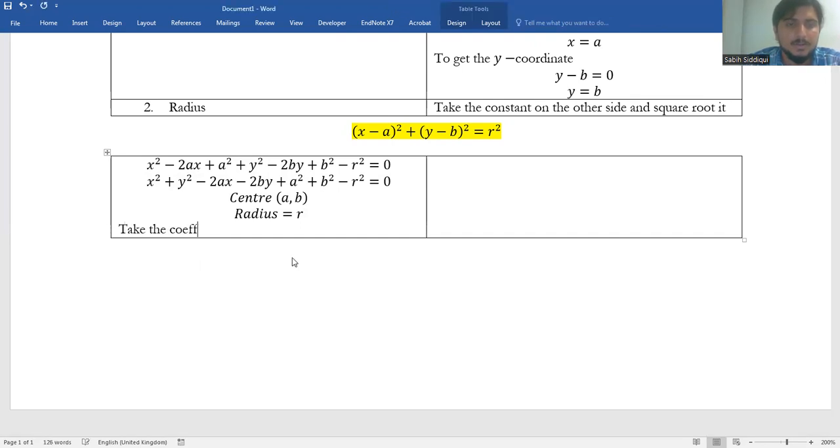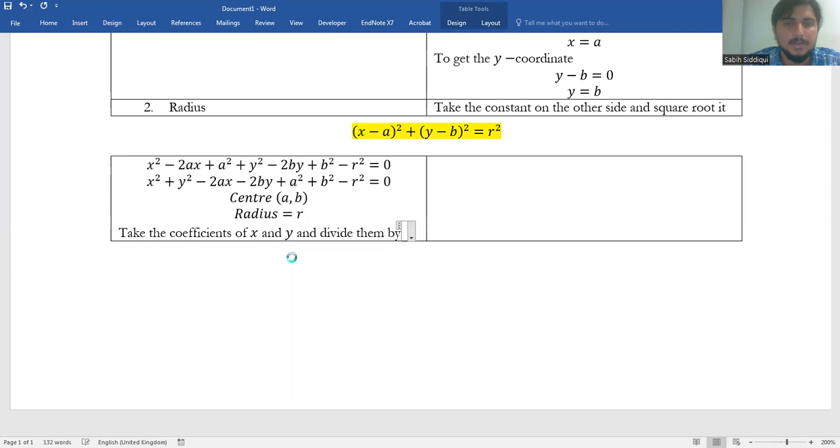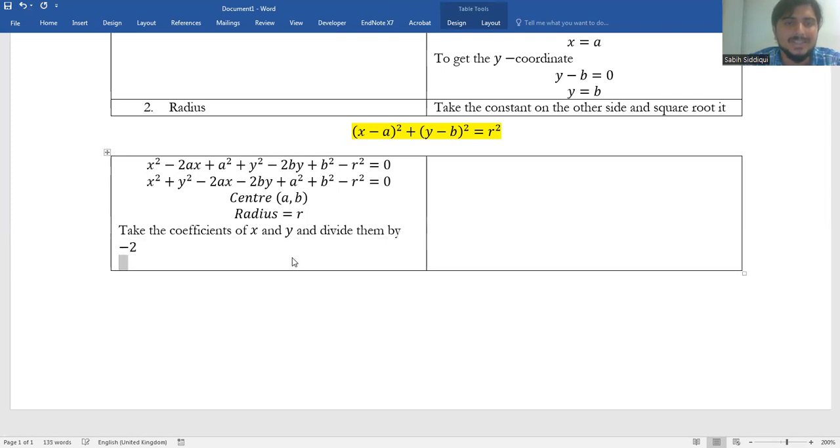take the coefficients of x and y and divide them by minus 2. This is to get the center.